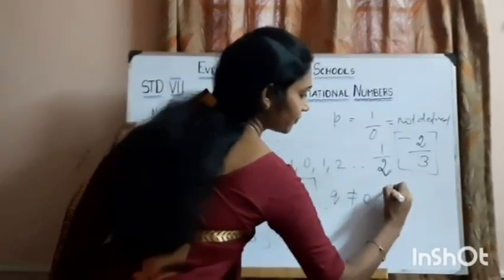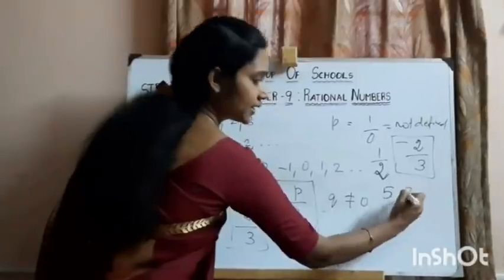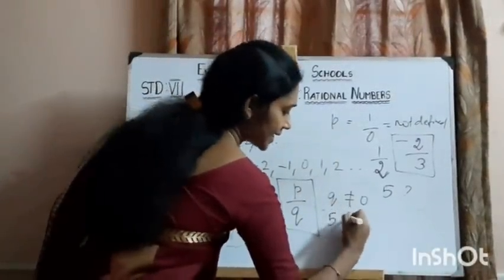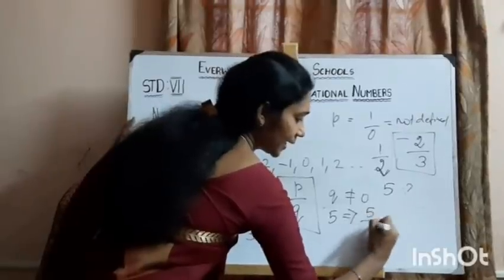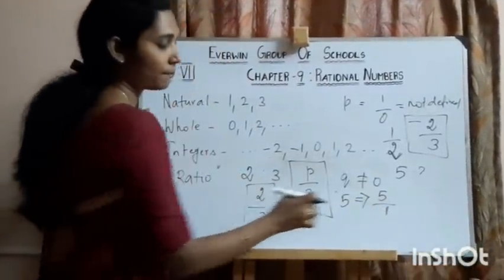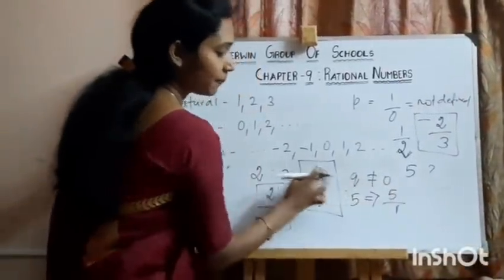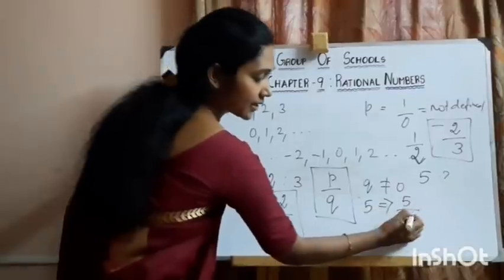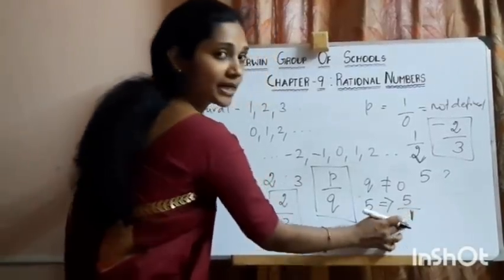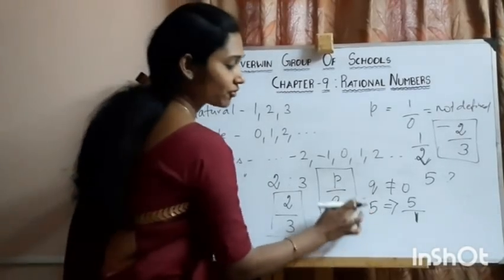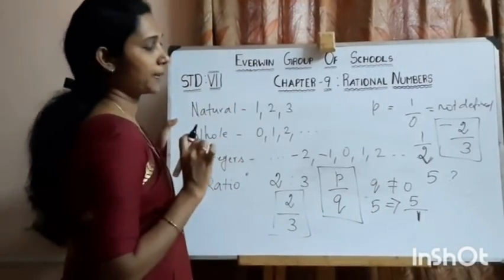Consider 5. Is 5 a rational number? Yes, it's also a rational number. How? 5 can be written as 5 divided by 1. This is in the form of P by Q, and Q, that is the denominator, is not equal to 0. The denominator here is 1. So 5 is also a rational number.